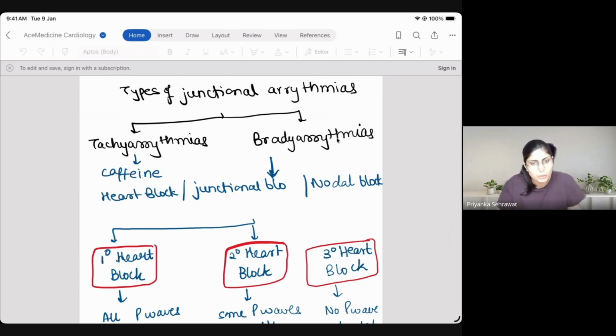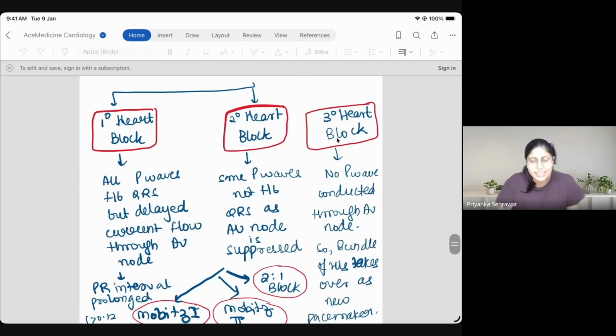So there are three types of these heart blocks. First degree, second degree, third degree. What is first degree heart block? In first degree heart block, all the P waves are followed by QRS, but there is a delayed current flow through the AV node. So all the PR intervals are kind of prolonged. So there can be a condition where AV node is slowed down a little bit, but every P wave gets transferred to the ventricles, which gives rise to a QRS.